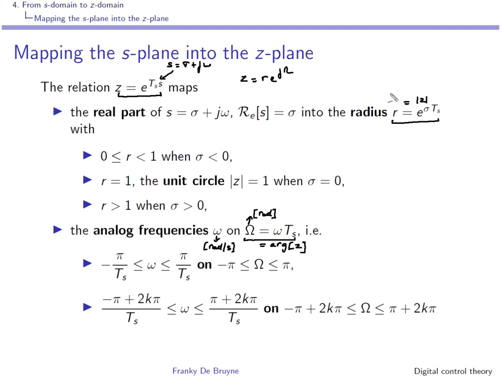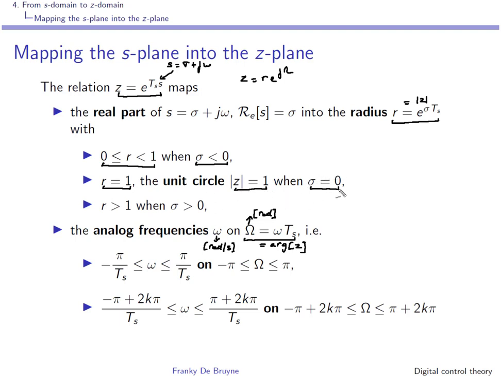We'll now have a look at the radius r, or the modulus of z, as a function of sigma, the damping parameter in the s domain. You can see that when sigma is negative, you'll have the exponential of a negative number. So the radius, the modulus, will be smaller than 1. If you plug in sigma equal to 0, you'll have the exponential of 0, which is 1.